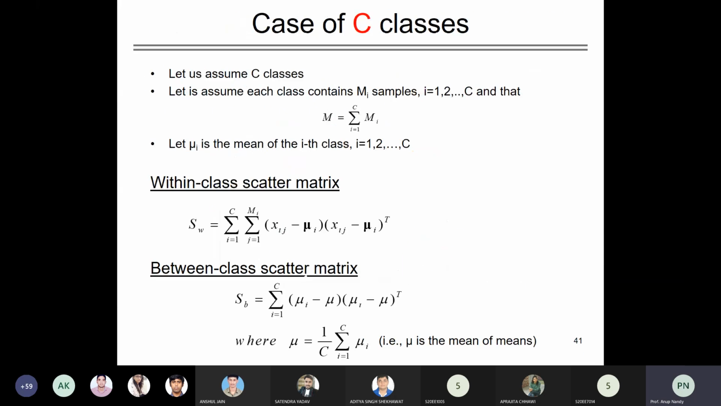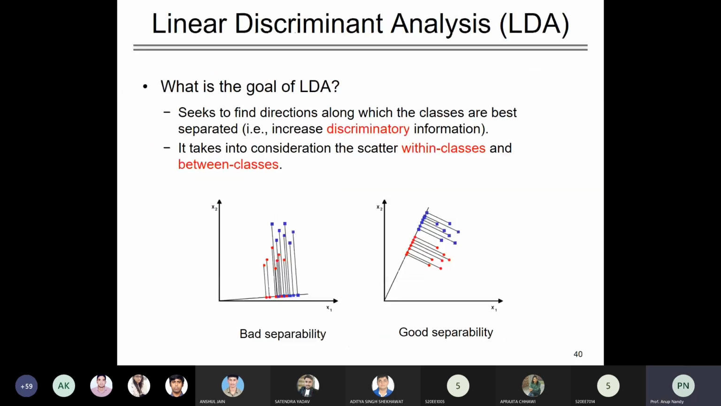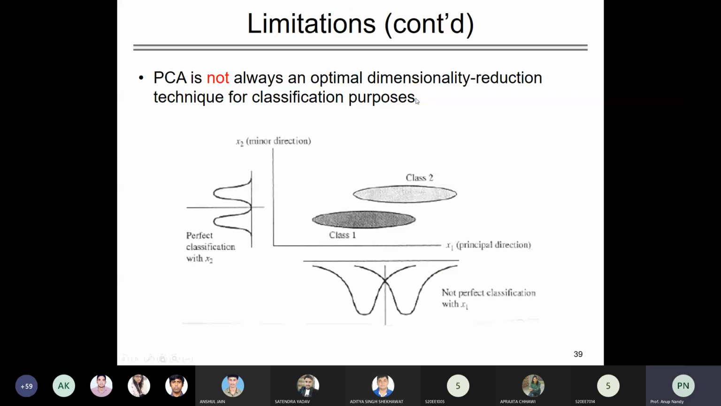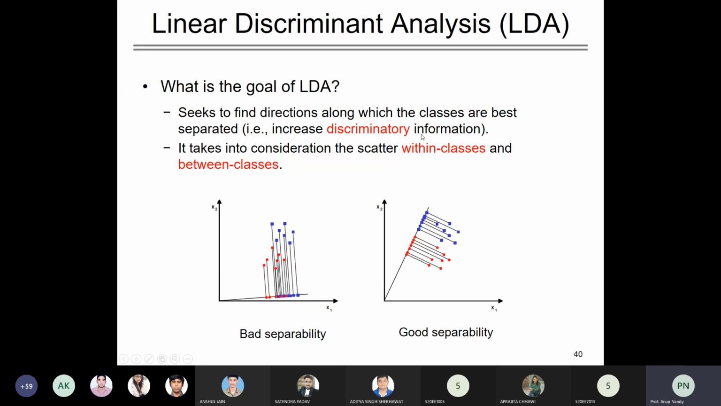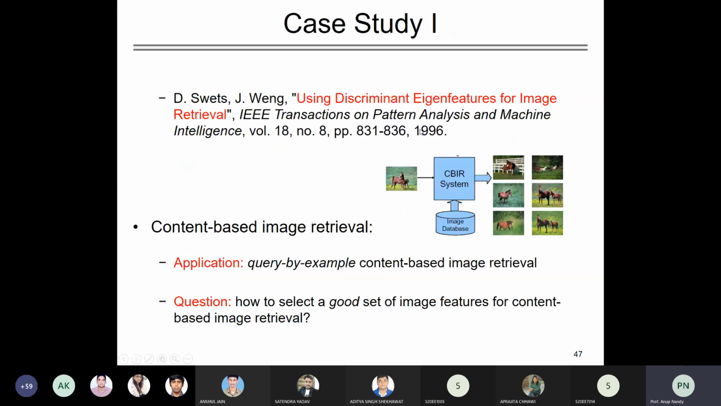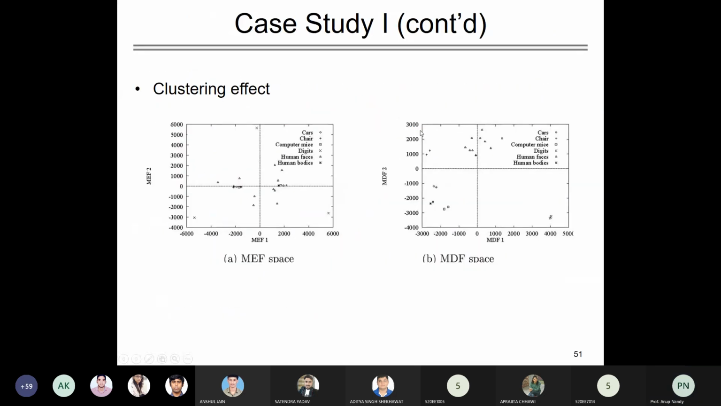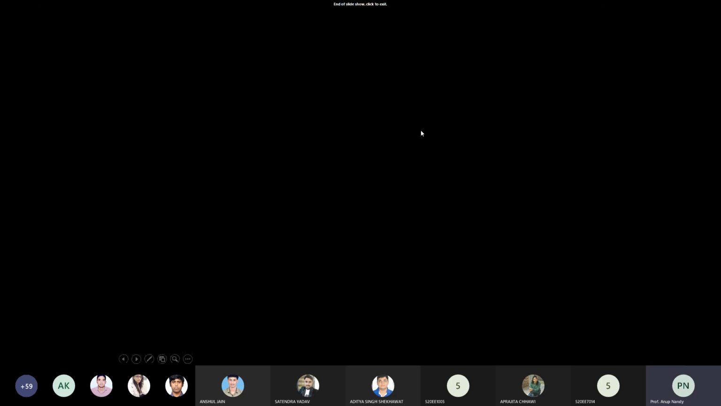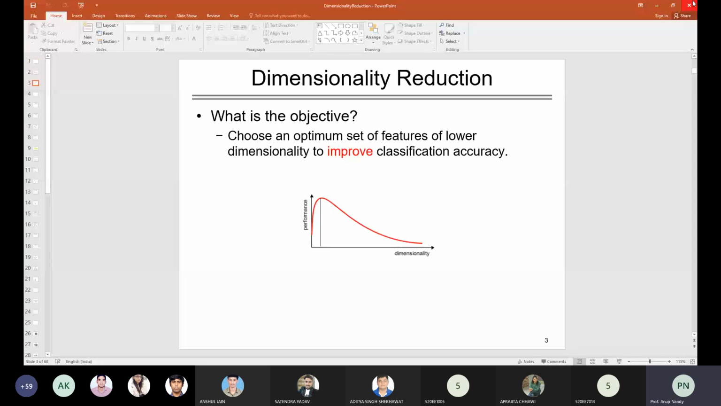So these are the limitations: PCA is not always an optimal dimension reduction technique for classification. Tomorrow I will be discussing LDA also. Before that, I will just tell you how to implement it.